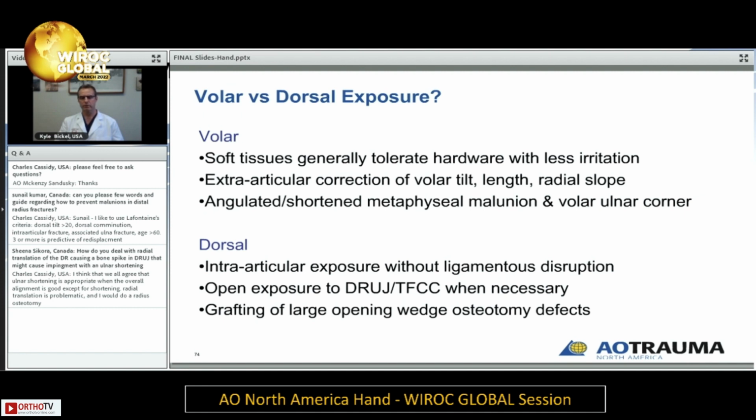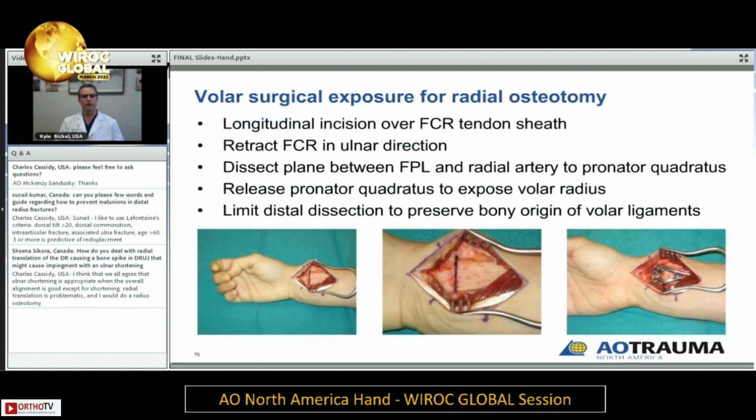So you should always reserve the right to go dorsally and counsel the patient that you may need to go dorsally if you have to bone graft a large defect. The volar surgical exposure is pretty well understood by all of us from treating primary injuries.